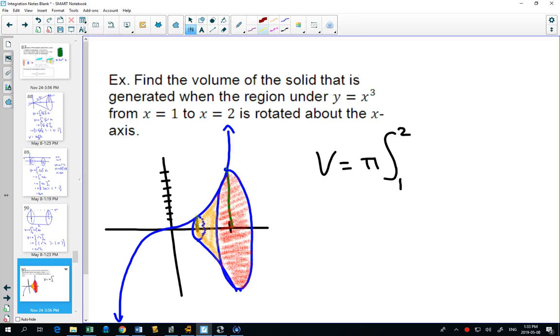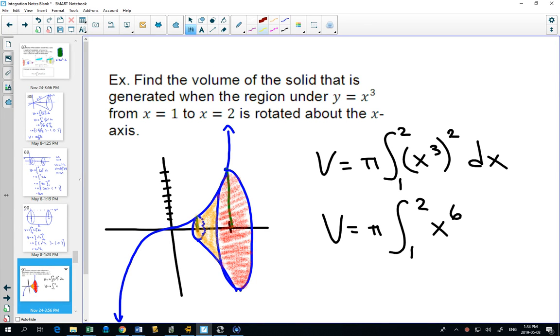Our radius is the function x cubed. And our radius has to get squared, so our volume will be pi r squared. Then we need to simplify. This will become x to the 6 dx. And we do get an integral that we can do easily.